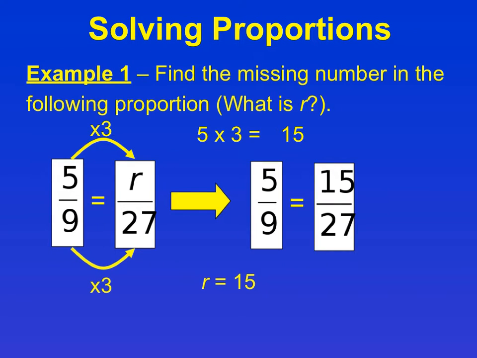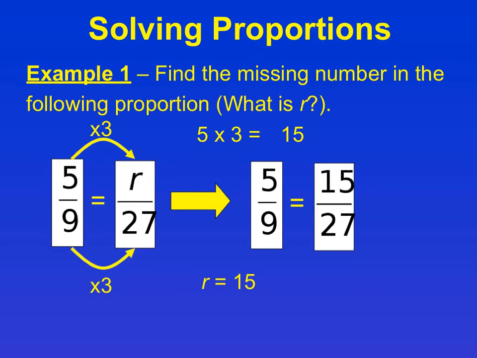We want to talk about solving proportions. So what we're doing is we're looking for a missing number in one of these proportions. If we have two ratios that are equal to each other, one of the ratios has a variable and we're trying to fill in that variable. We're trying to fill in that missing information.